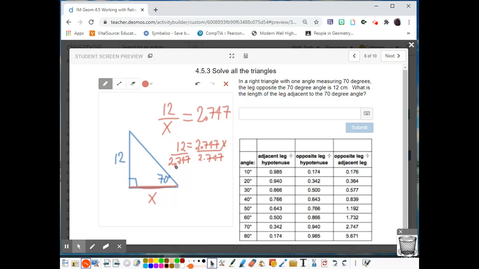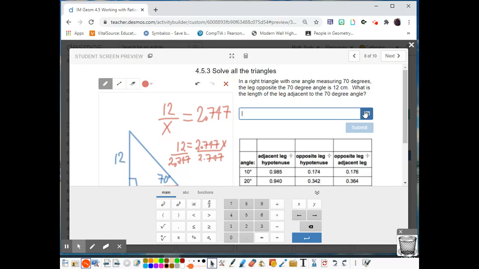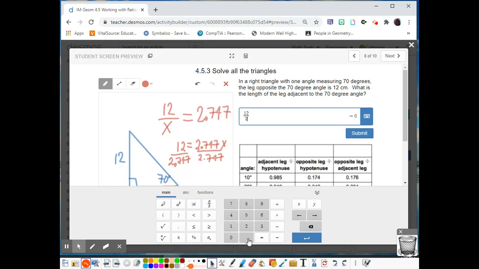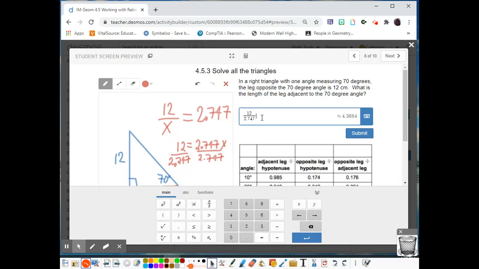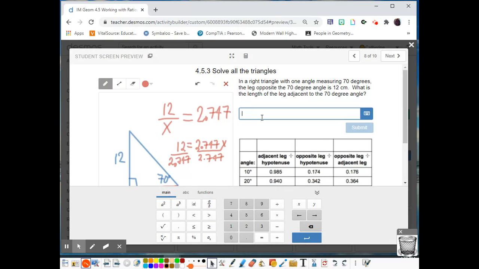So we use our math tools again, and 12 divided by 2.747 is telling us that that segment is about 4.36 units. So this time I don't think I'll round it. I'll just leave it as 4.36. And you talk to your teacher and see what they want you to do to make sure that you're giving the correct answer.